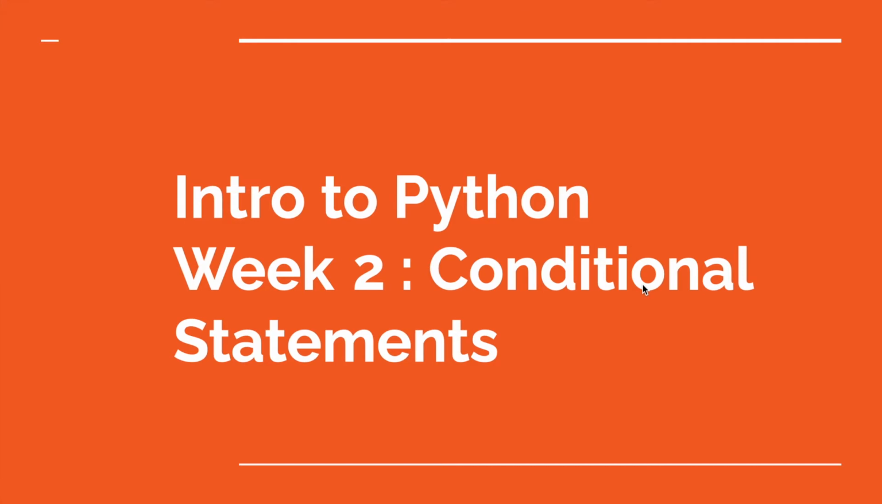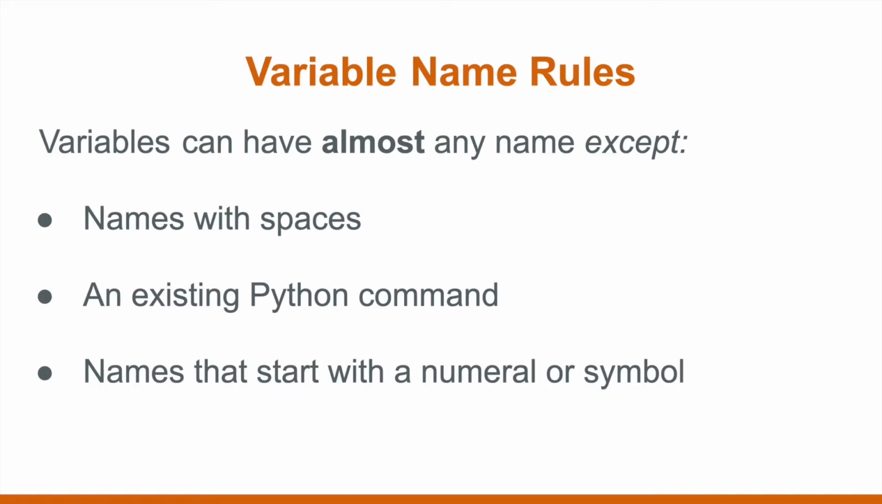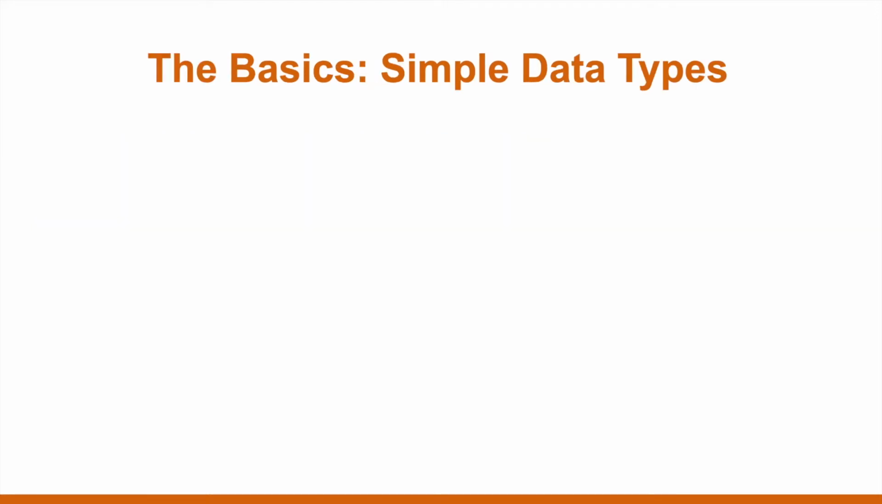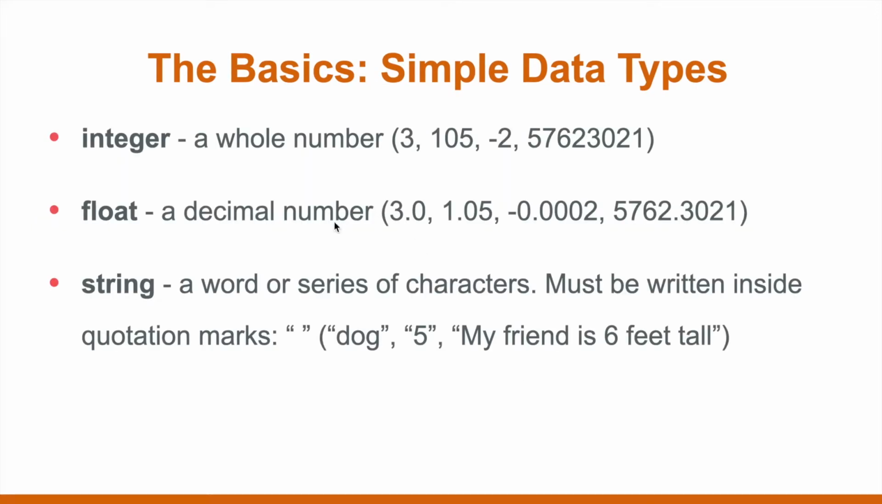Python Week 2, and we'll be going over conditional statements. So we'll just do a recap of what we went over last week. A variable can have almost any name except a name with spaces in it. It can't be named after existing Python commands, such as result or print, and it can't start with a numeral or a symbol.